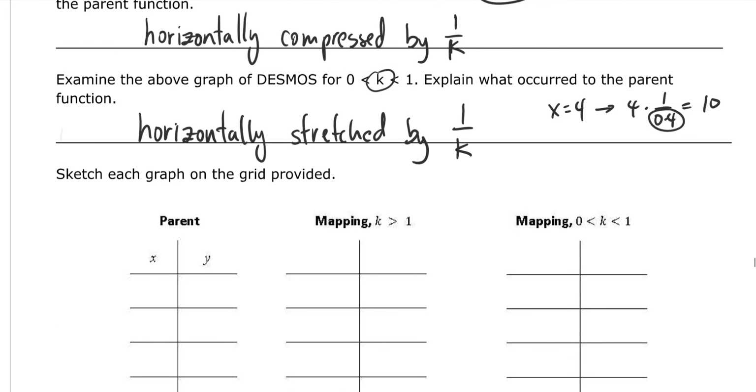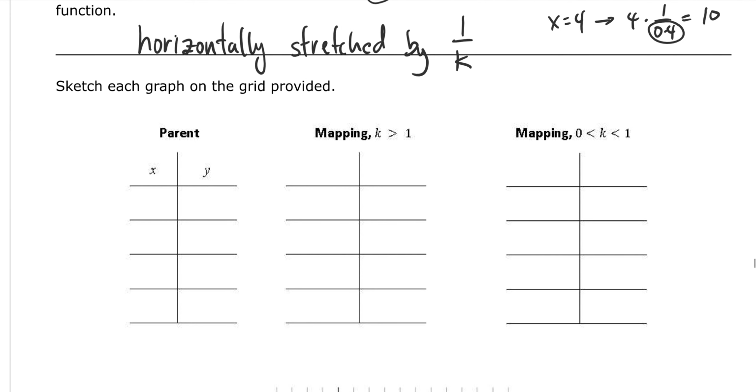So we're going to use this idea and we're going to create some graphs. So let's talk about the parent function, x and y. Let's put the points 0, 1, 4, 9, and the y values are 0, 1, 2, and 3. And now we're going to map some other functions. Let's try k greater than 1. Let's try a k value of 2. So k equals 2. So you pick a value of k. So what happens? We're going to multiply our x values by 1 over k, so 1 over 2.